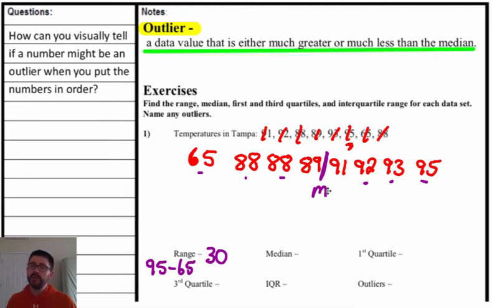Well, you can do it 2 ways. So you can think about, well, what's halfway in between 89 and 91? Or if you remember from our median, mode, and range lesson, when you have 2 numbers left in the middle, you find the average or the mean of those 2 numbers.